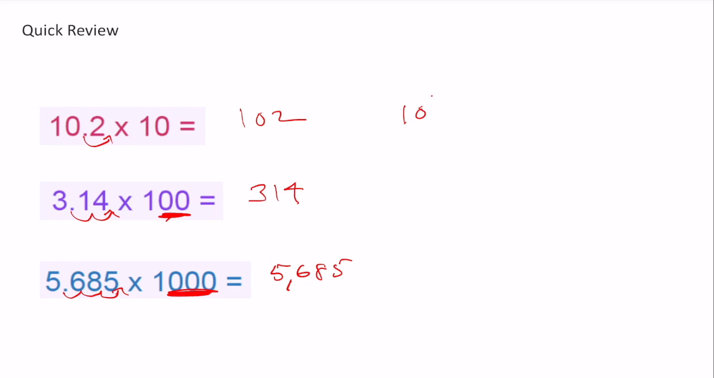Keep in mind, times 10. 10 we could think of as 10 to the 1. Times 100, we could think of as 10 squared, right? 10 times 10, 2 zeros, 100. 1,000 is 10 to the third, right?